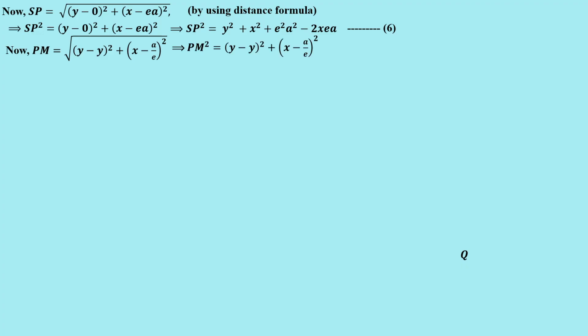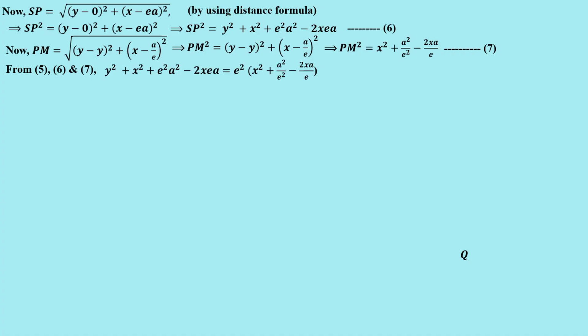So PM square is equal to (y minus 0) the whole square plus (x minus A by E) the whole square, that is x square plus A square by E square minus 2xA by E. Now that is equation number 7. From 5, 6 and 7, y square plus x square plus E square A square minus 2xEA is equal to E square into x square plus A square by E square minus 2xA by E.